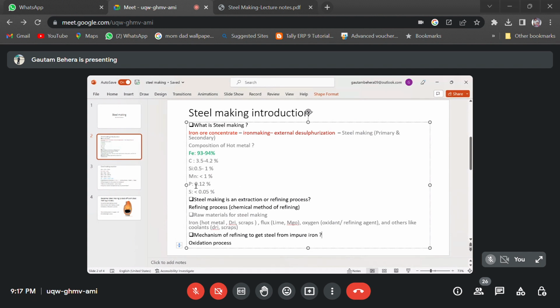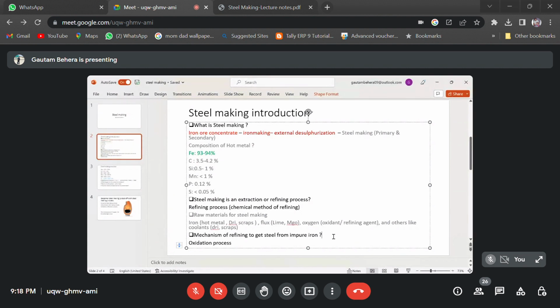For example, phosphorus becomes P2O5 after oxidation. So P2O5 is an acidic compound, right? You add lime, CaO. CaO is a basic compound, right? They will react and form a slag. They can be removed. You remember, if we have an acidic oxide, we need to use basic oxides as a flux, right? If we have a basic oxide as an impurity, we need to use an acidic oxide as a flux. You remember those points? Is it okay or not?